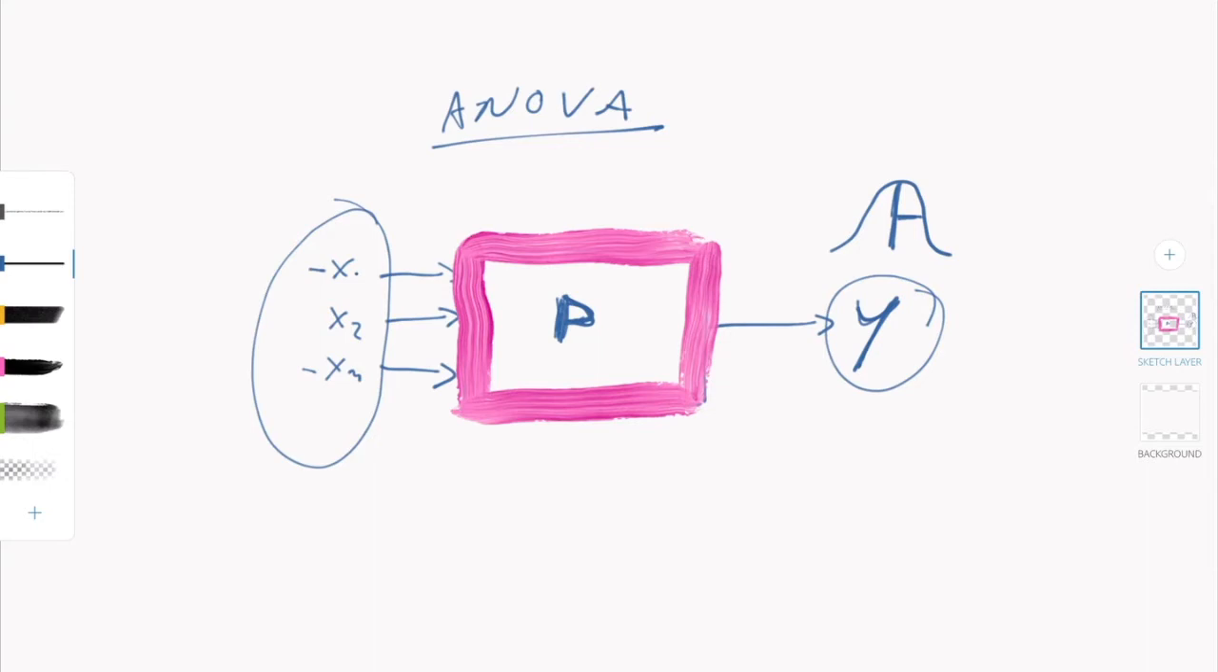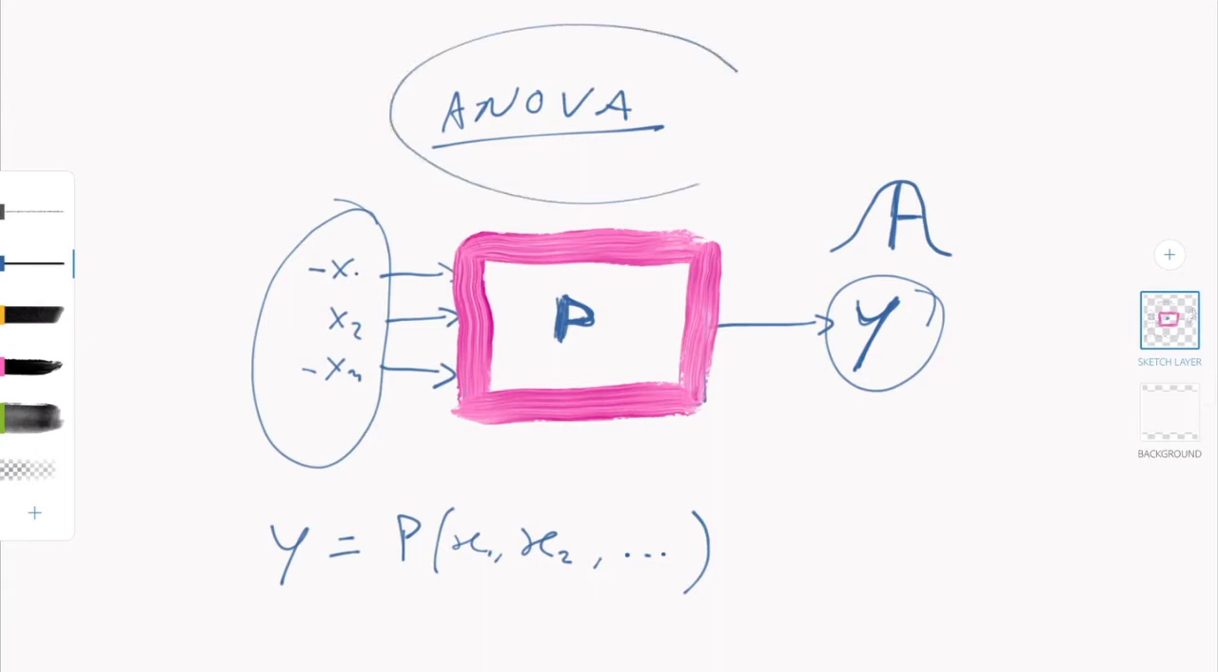And when ANOVA will tell you exactly which terms are important for your output, then regression models will provide you with some polynomial, typically a polynomial, which will describe your Y, your output, as a function, as a polynomial of your inputs, like x1, x2, xn, or whatever is important on the basis of analysis of variance.